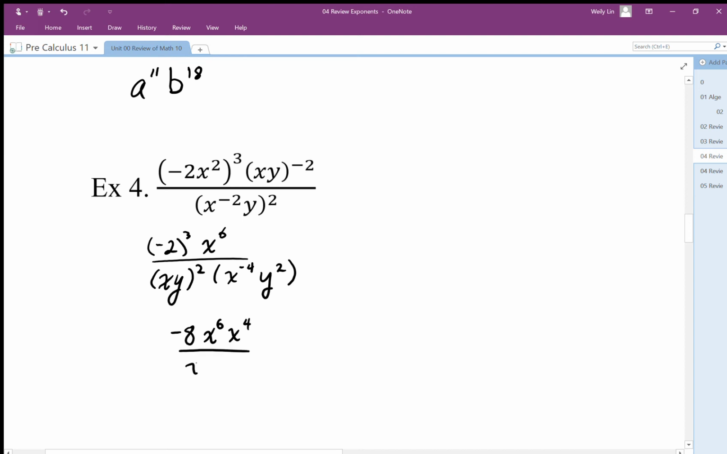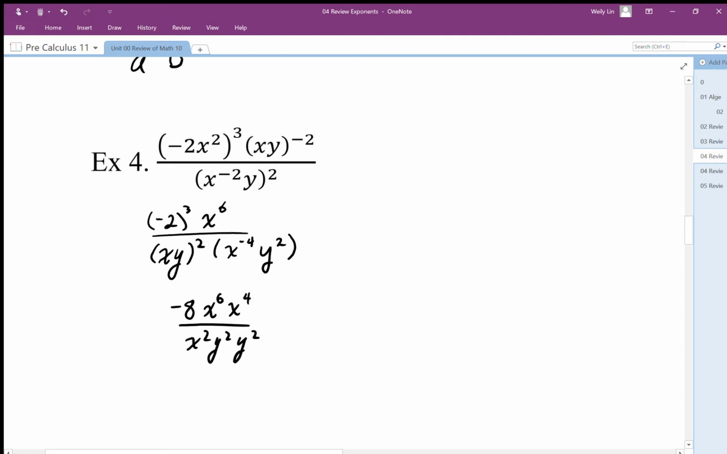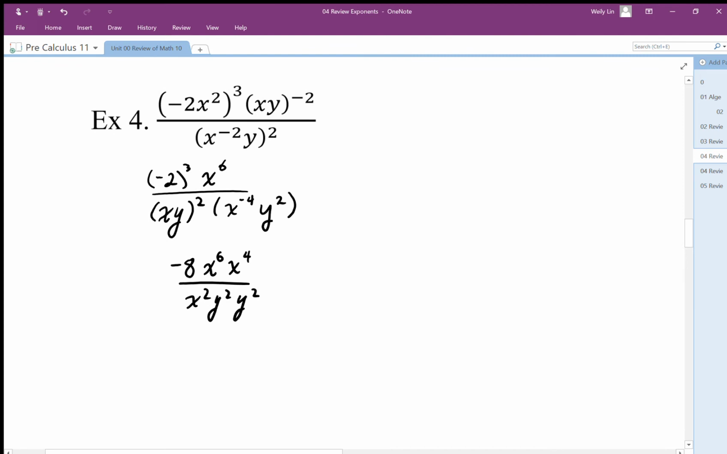Here I get x squared, and y squared here. And then I can just count this all up. I've got 10 x's in multiplication, 2 x's as divide, so I'm going to end up with 8 x's as multiplication, and I have 4 y's in the denominator as divide. So there we go.